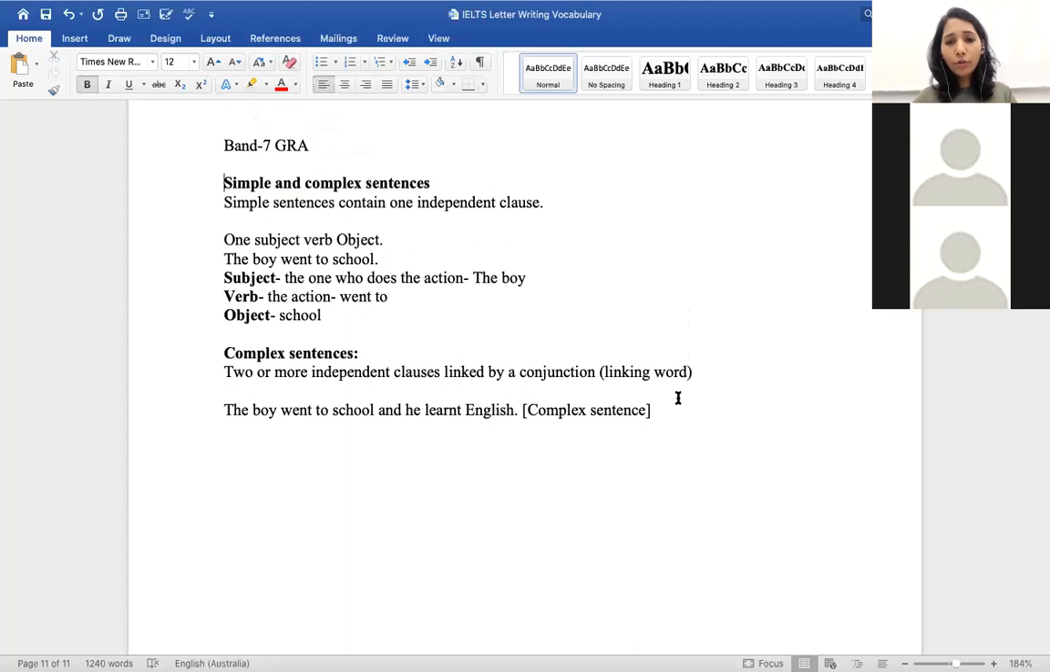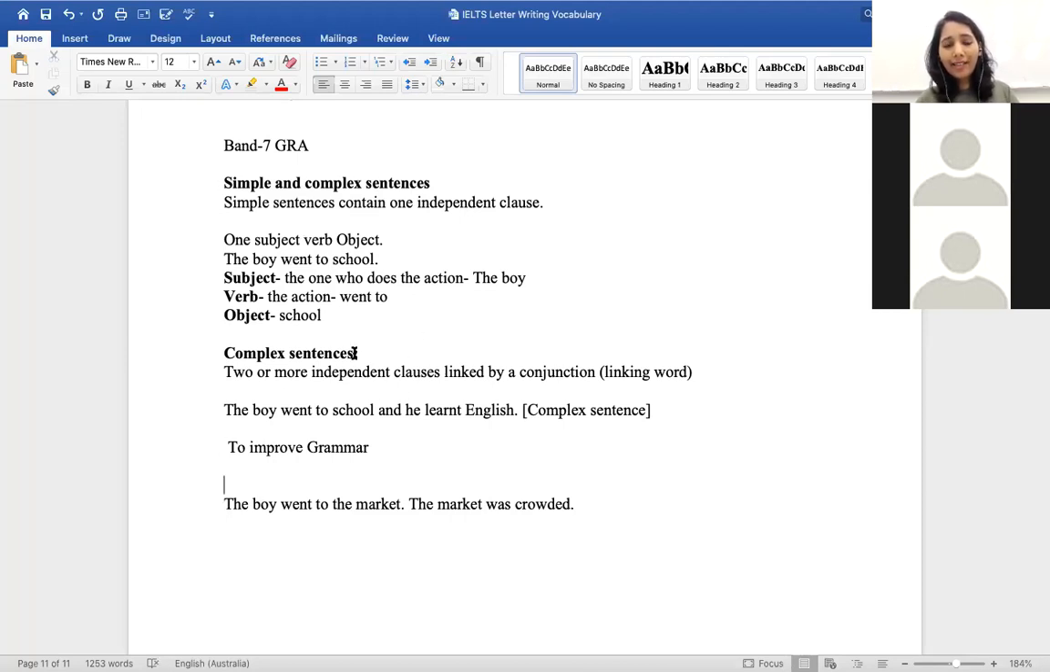While I'm telling this, I want you to pay attention to one more thing. To improve your GRA, see, we have two independent sentences. Like you're writing a sentence like this: The boy went to the market. The market was huge. The market was crowded. Suppose this is your essay, or these are two simple sentences, right?